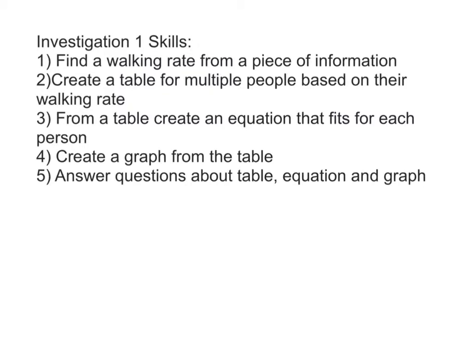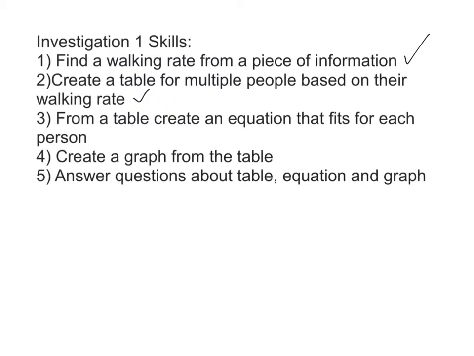All right, so we're basically done with Investigation 1, and at the end of Investigation 1, you should be able to perform these 5 skills. Skill number 1, basically you need to find a walking rate based upon some information. I'll show you what that means in a moment. From there, you need to create a table based upon that walking rate.